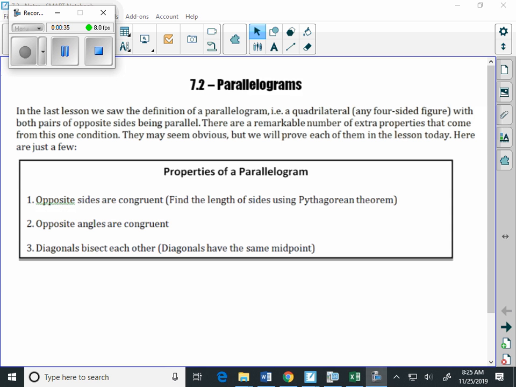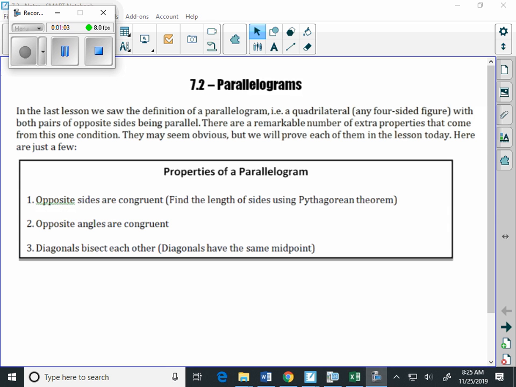First one, not only are opposite sides parallel, but they're also congruent. So the way that we find the length is we use our Pythagorean theorem. Opposite angles are congruent, and we'll look at that pretty quickly here in a minute. And then the one that I want to highlight is that the diagonals bisect each other.